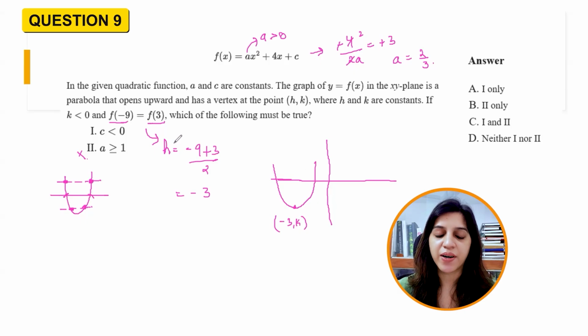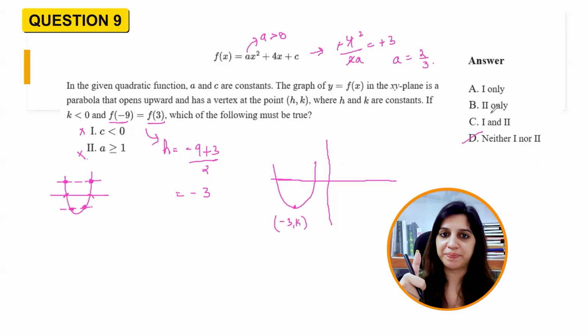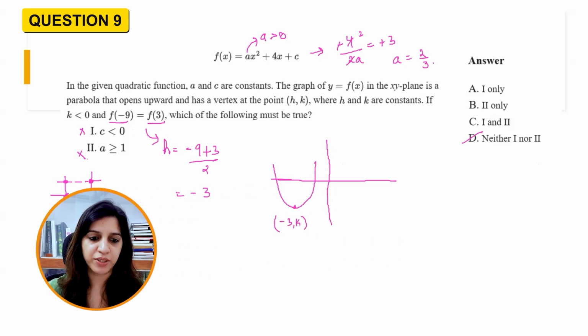Why not? Because since the vertex is here, -3 comma k, I can also find the value of c from here. I have a lot of information, but I can also draw a conclusion. Because the parabola is opening upwards, most probably its y-intercept is going to be positive. So none of these are correct. The correct option is option D. Makes sense? Moving on, let's move to the next question.